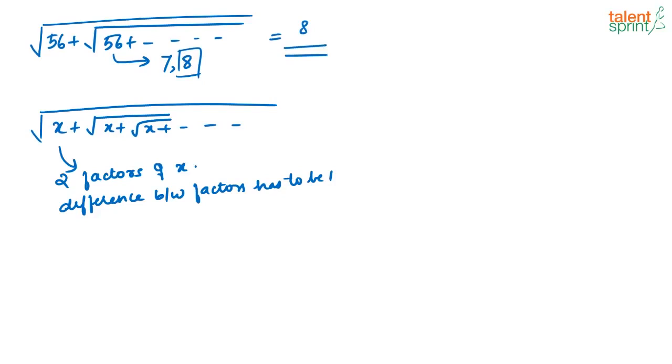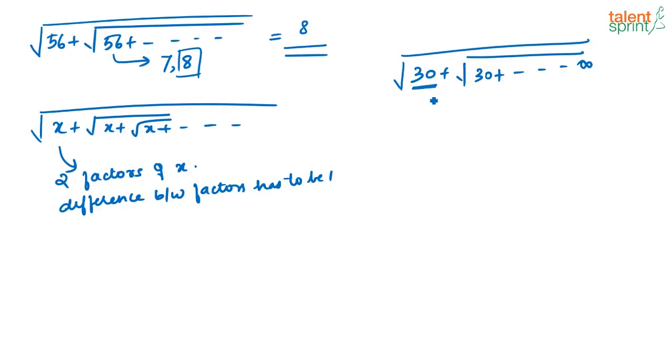Likewise, if I have another expression, root of 30 plus root of 30 plus root of 30, etc. up till infinity, I need to find two factors of 30 where the difference between the factors is 1. So what are the factors? 6 and 5. 6 minus 5 is 1. So the bigger factor is going to be my answer, that is 6.